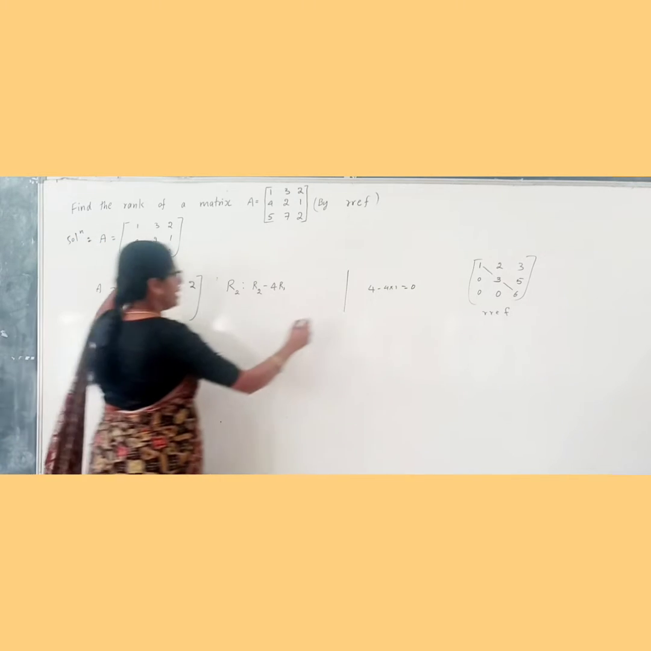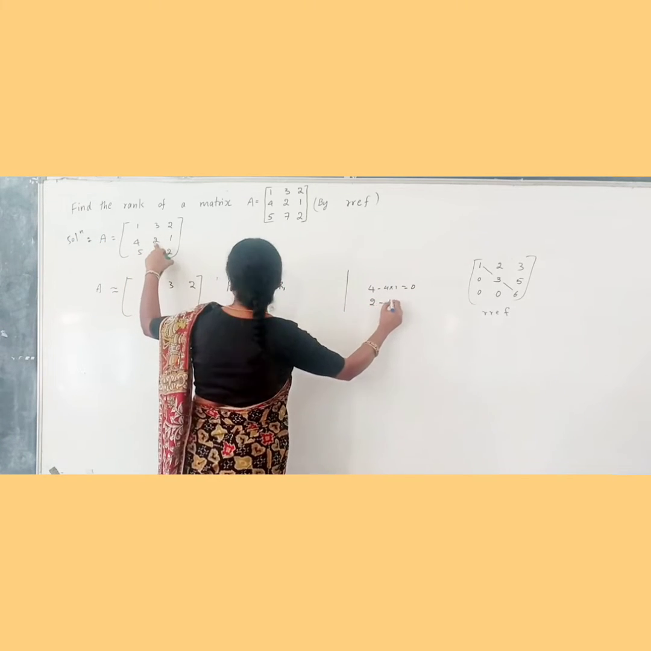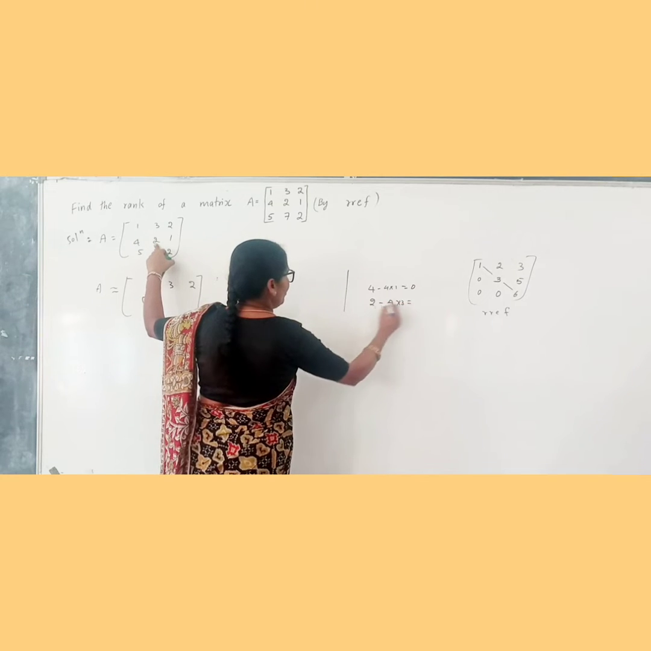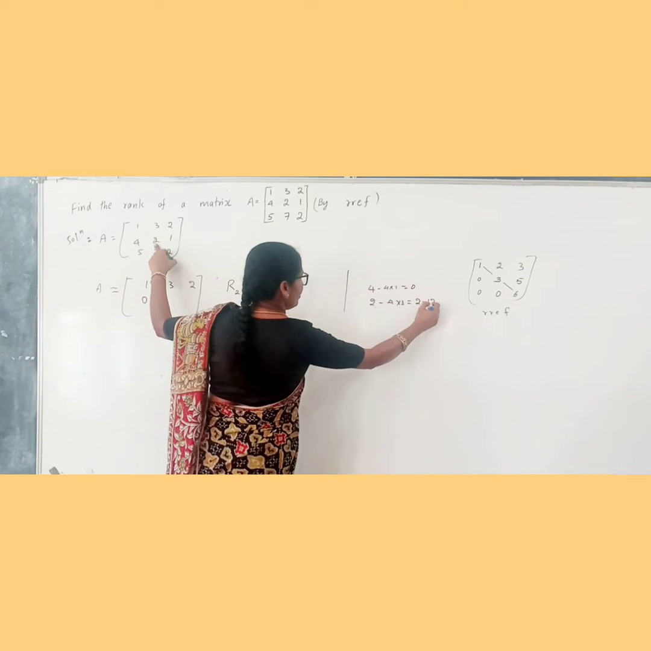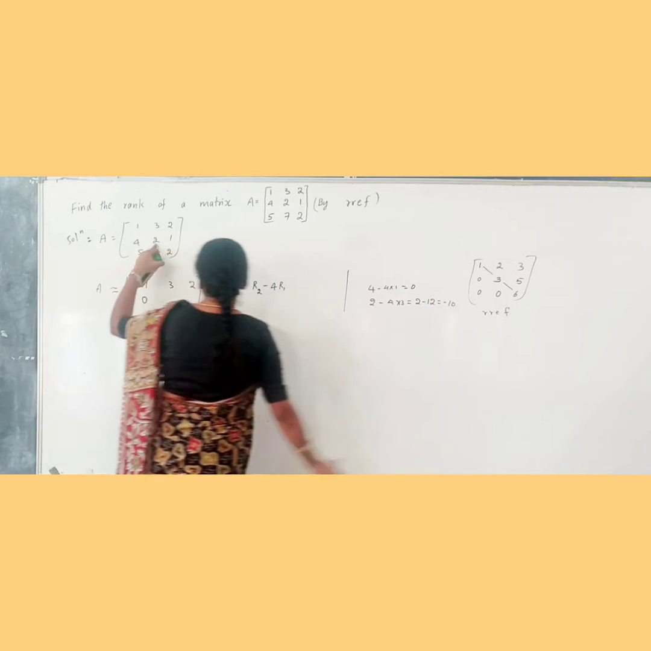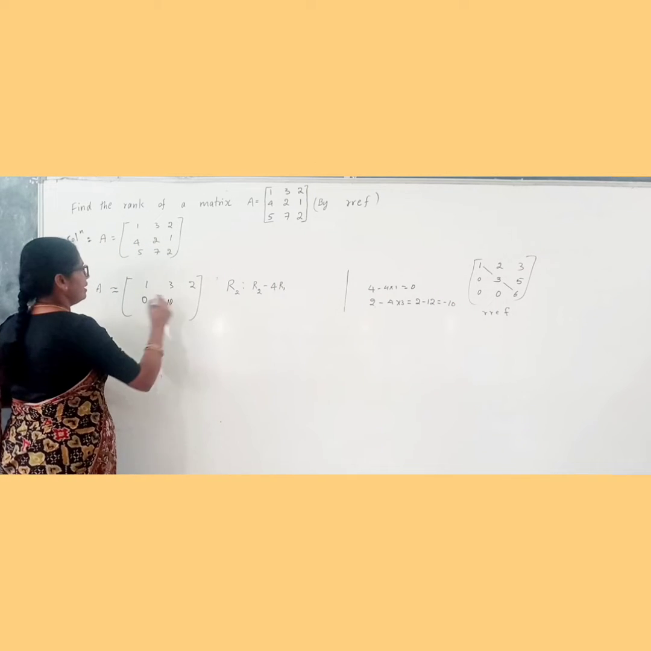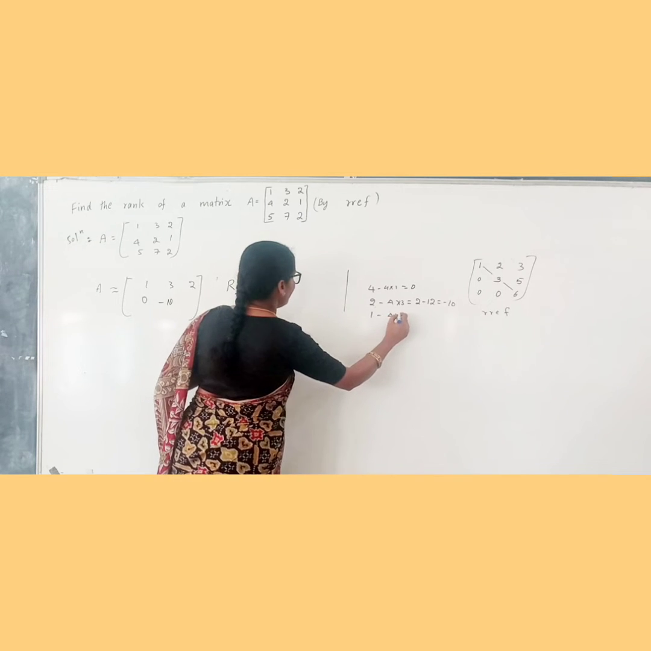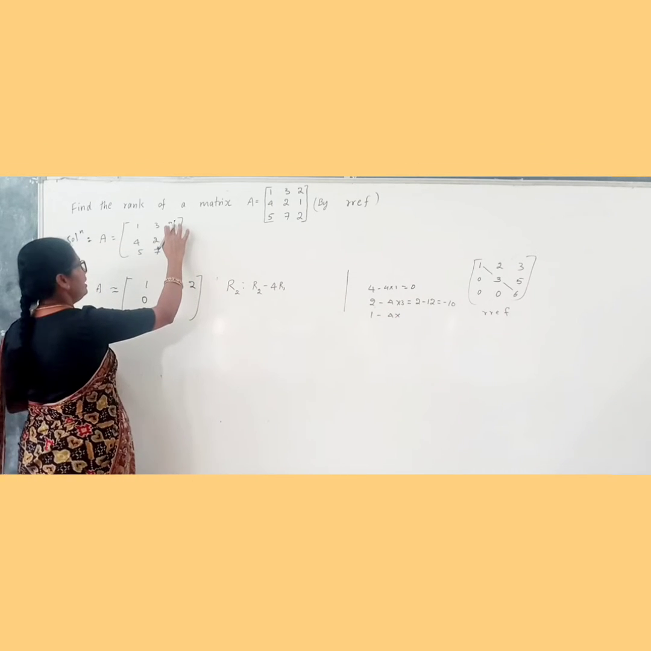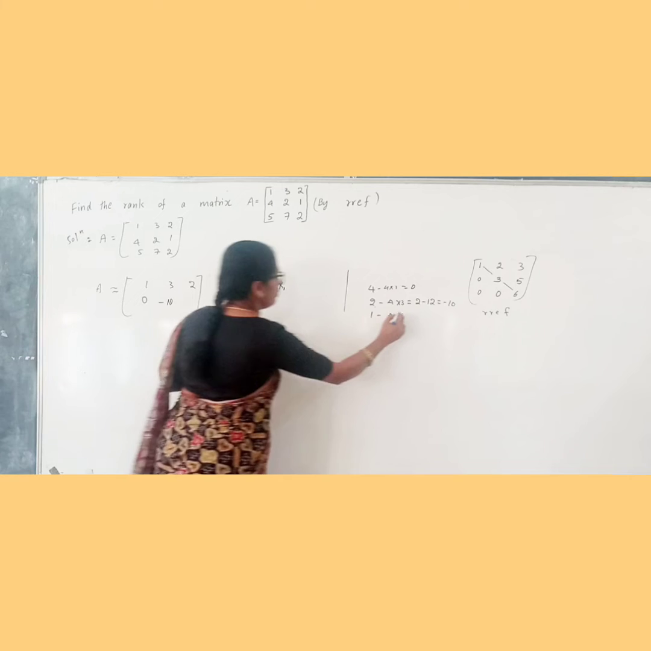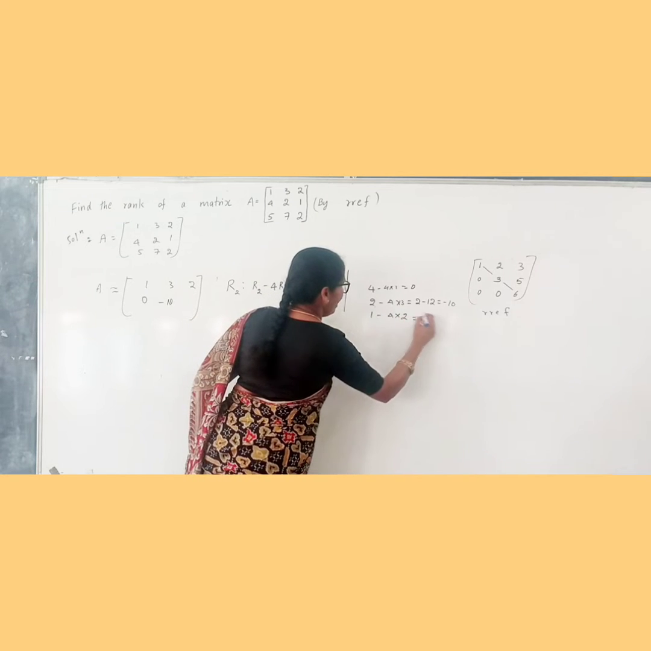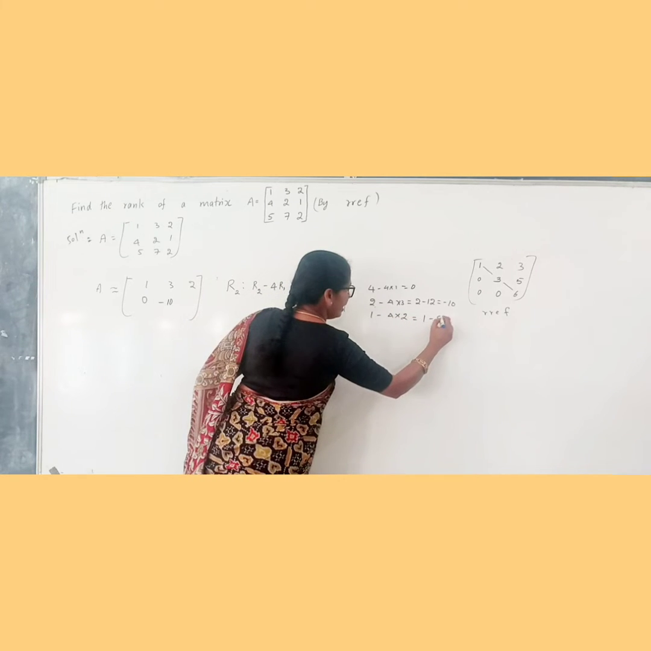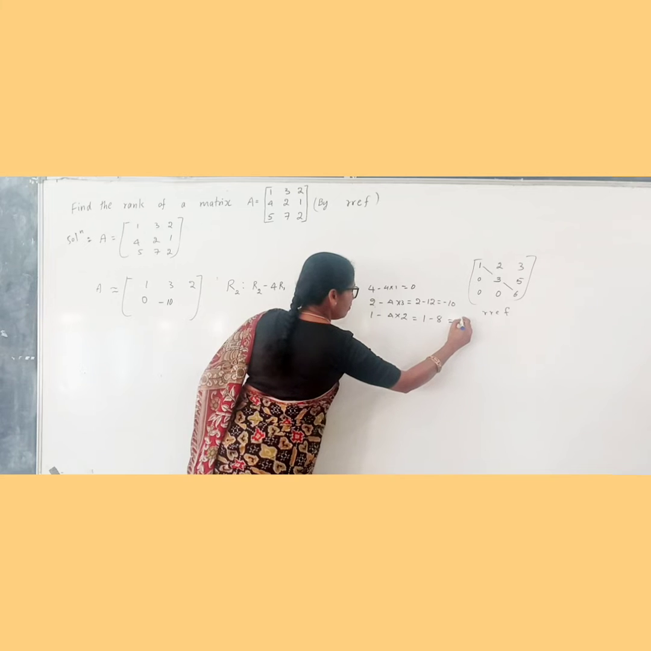Then coming to the second element. So 2 minus 4 into 3. So which is 2 minus 12, which is equal to minus 10. Then the third element, that is 1 minus 4 into the third element in the first row, which is 2. So you will get 1 minus 8, which is equal to minus 7.